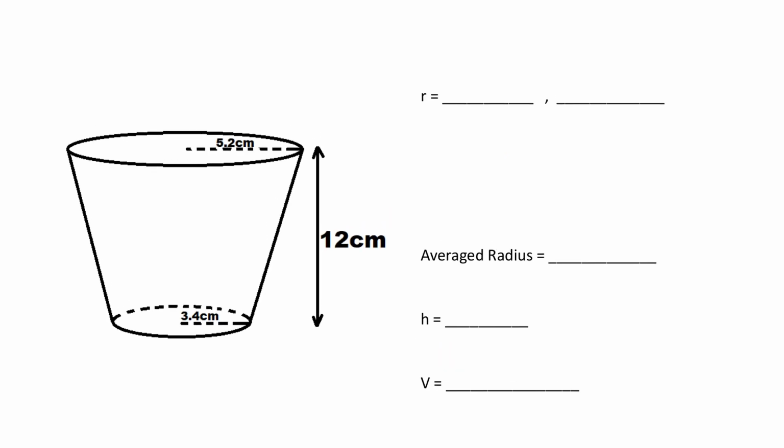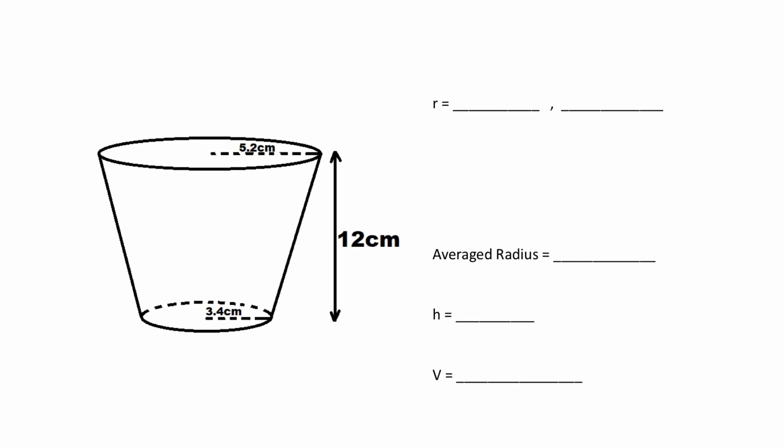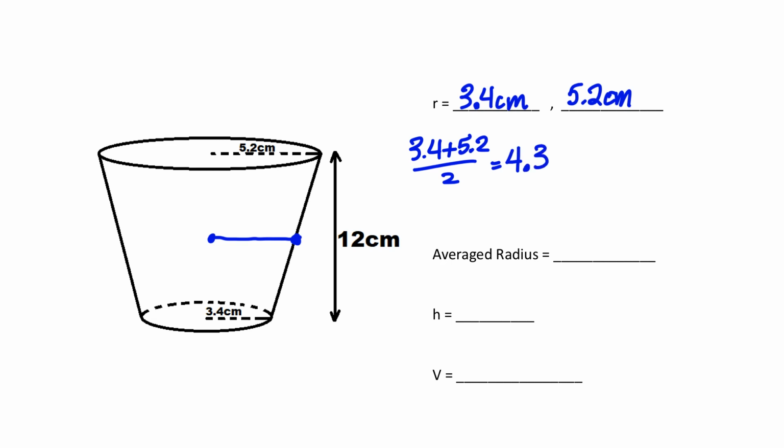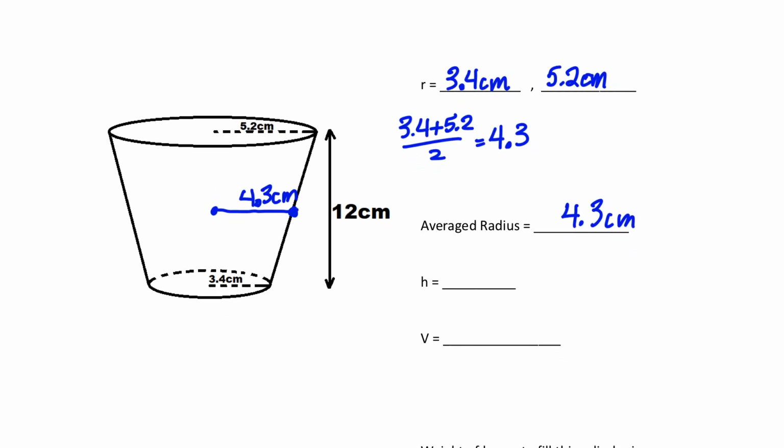Okay, let's look at one more example real quick. What's the radius on the bottom of this cup? 3.4. What's the radius at the top? 5.2. So again, what I want to know is what the radius would be basically halfway down this cup. So we're going to do 3.4 plus 5.2 divided by 2. 4 point what? 3? Okay. So again, this is not exact, but it gets us a pretty good approximation. So 4.3 centimeters would be about halfway. The height I can see is just 12 right here. So I'm going to do pi times 4.3 squared times 12.